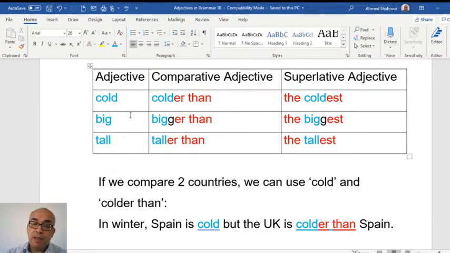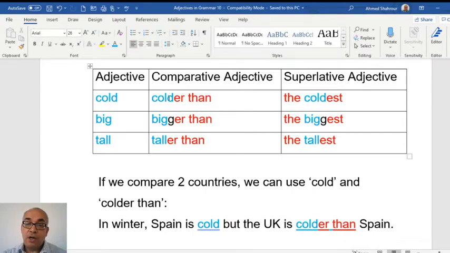The same, big, bigger than, the biggest. Of course we have to double the G, because if you see a consonant and before it a vowel, you double the consonant. G is a consonant and I is the vowel, so when you write bigger or say bigger, you have to double the consonant. Bigger than, the biggest. Tall, taller than, the tallest.